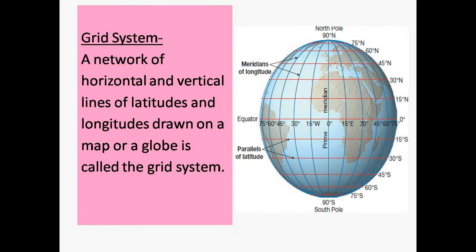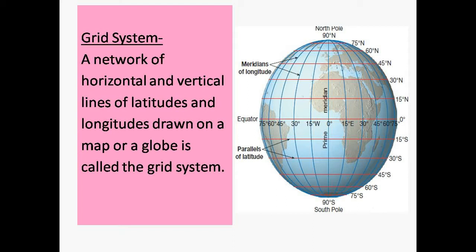A network of horizontal and vertical lines or latitudes and longitudes drawn on a map or globe is called the grid system. Latitudes are the horizontal east-west lines. The longest latitude is the equator, that is 0 degree, which is a great circle, that is it divides the earth into two halves or hemispheres. The northern half is called the northern hemisphere and the southern half is called the southern hemisphere.